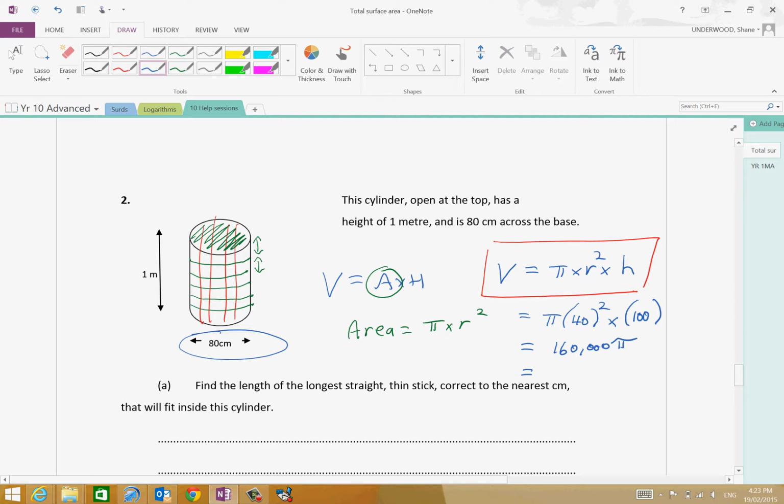Okay, so I'm going to do that in my calculator now. 160,000 pi, it might have even been easier to do it in metres. Okay, but 160,000 times pi, and that's going to be a massive number, but that is going to give me 502,655 centimetres what? I've found volume, so what unit is it?